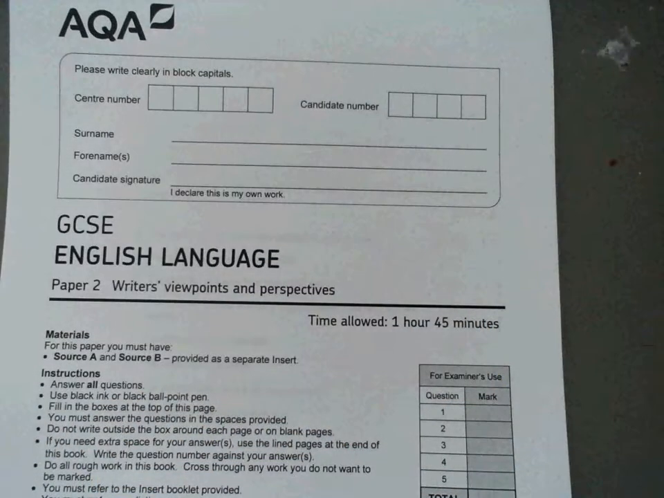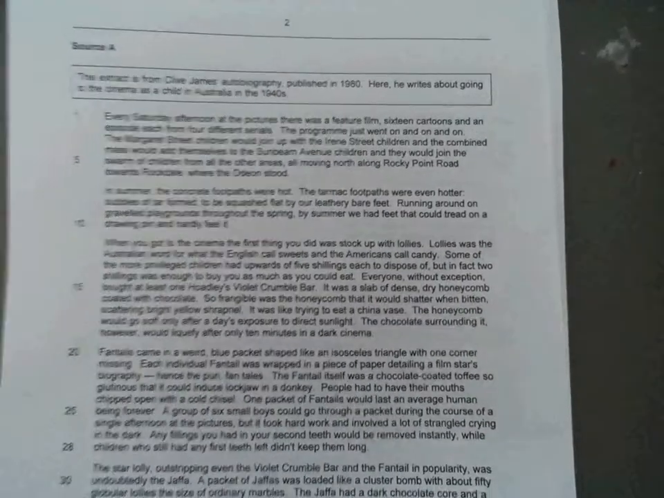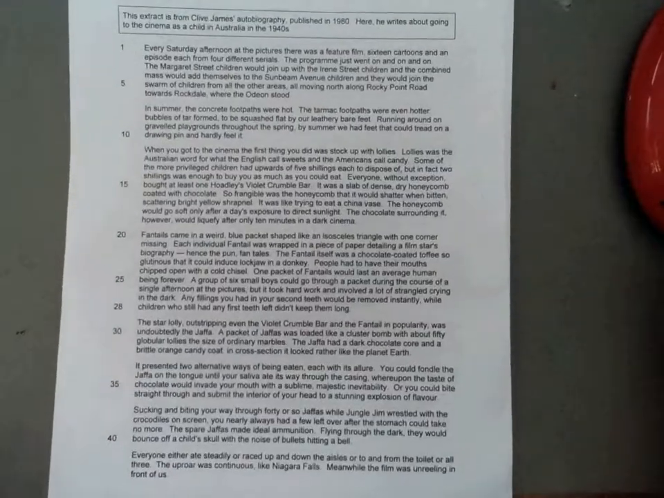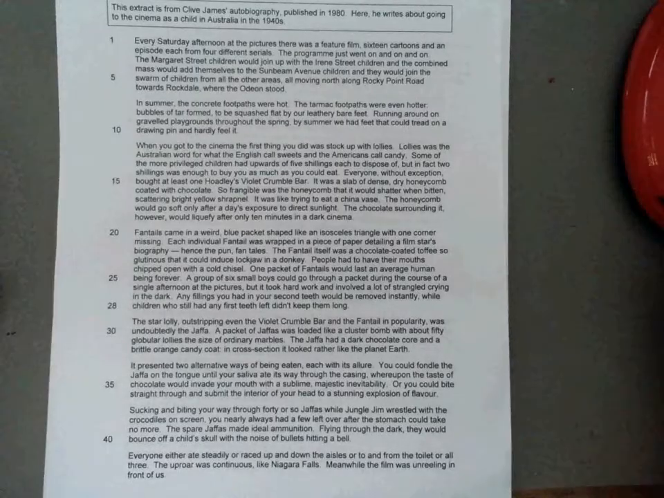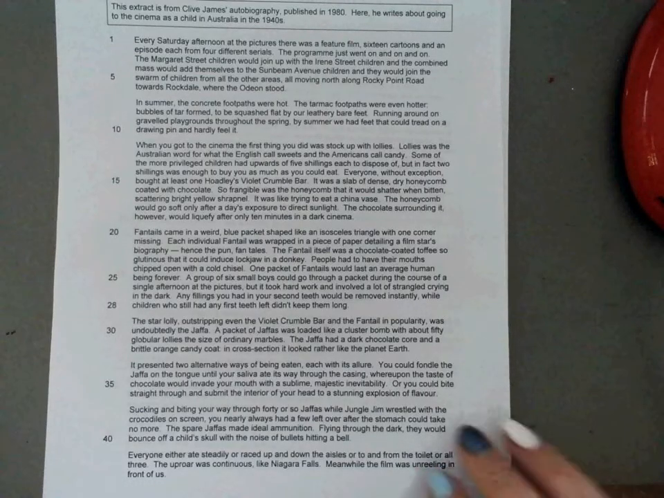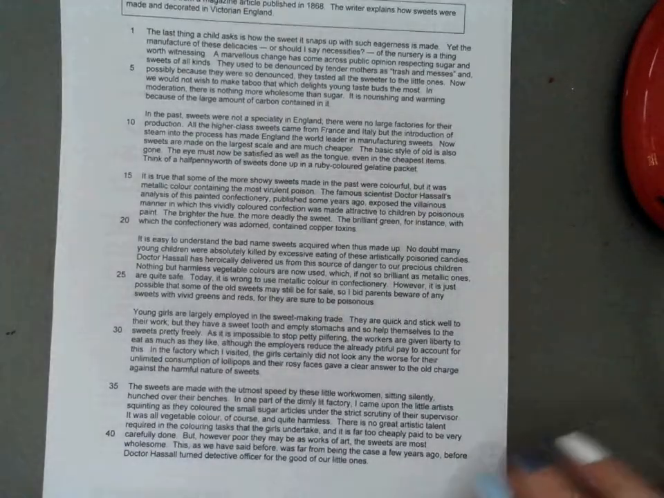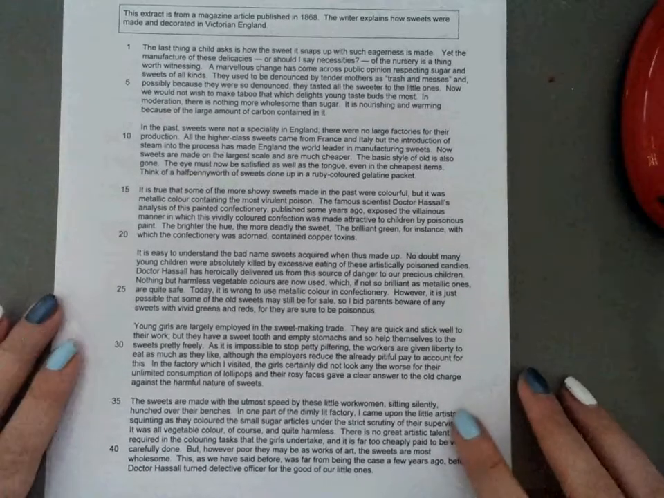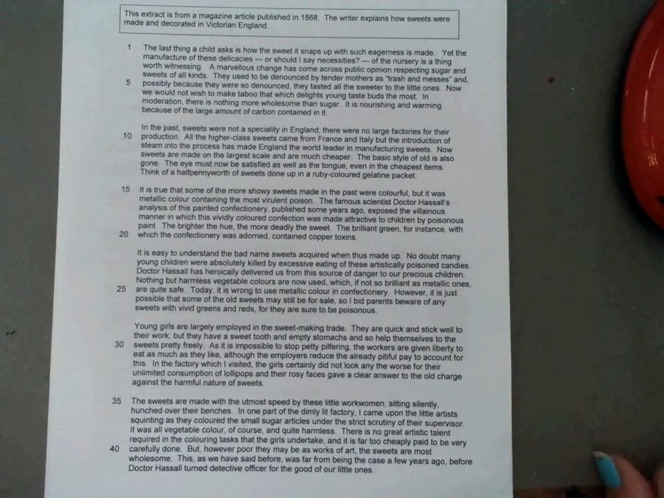If anyone's not seen these extracts, I will just see if I can zoom out and get the whole thing on. Oh yeah, okay, there we go. So this is source A, an extract from a 1980 autobiography by Clive James, so I'll let you pause and read that. And then source B, which is your 19th century text, a magazine article from 1868 looking at sweets, how they were made in Victorian England.